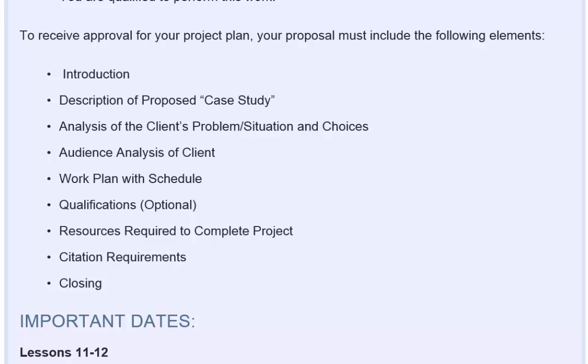You need to provide a schedule that you will adhere to. If appropriate, you can discuss your qualifications, what expertise you bring to the table that will help your audience solve this problem. And you should discuss what types of resources you need to complete this project, including a budget. You should also explain what citation style you intend to use and why, and then end with a closing in which you request approval for your proposed project.